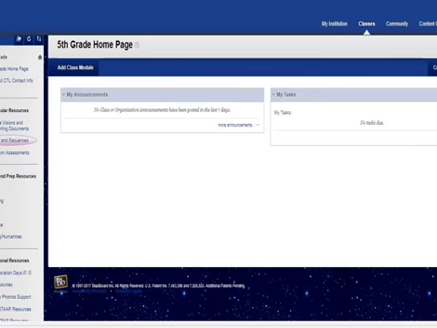If you log in to your Blackboard page, by this time everyone should have access to the 5th grade Blackboard. If not, please email me and I will make sure that you get the access that you need. On the 5th grade homepage, if you look over to the left, you will find all of the links that you will need. First one we're going to look at is the scope and sequence here.